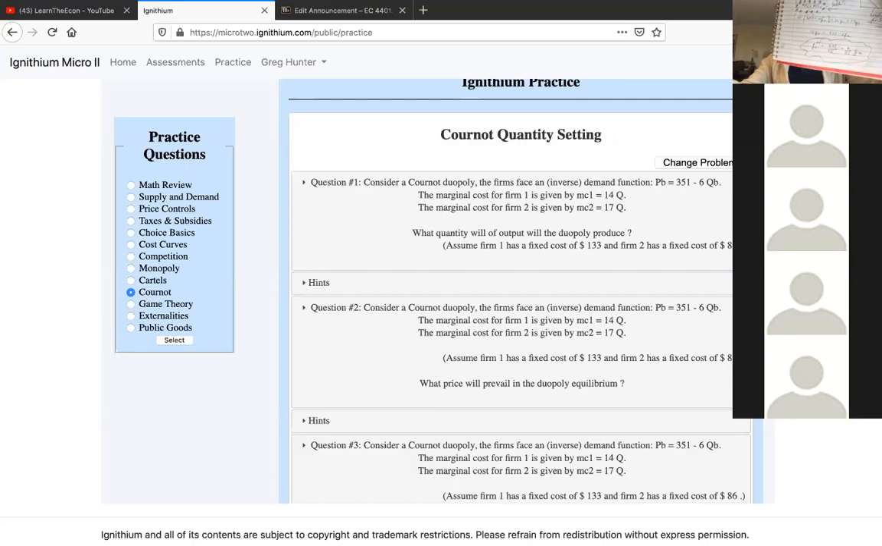Right. So over here, it's going to be different. There's not going to be a 26, because now instead of having 14, we're going to have 17 and it's going to be Q2. But the MR2 is what you've got to work on.